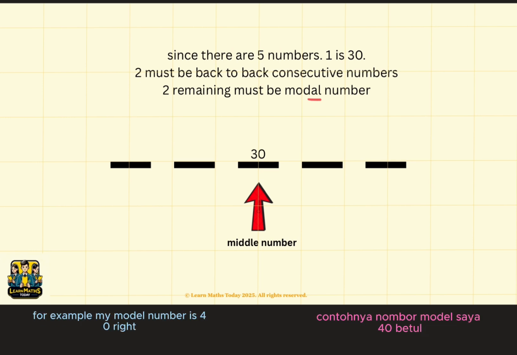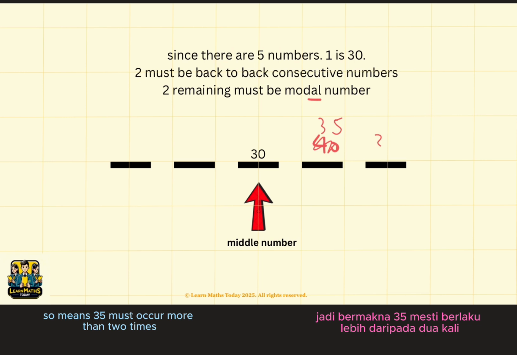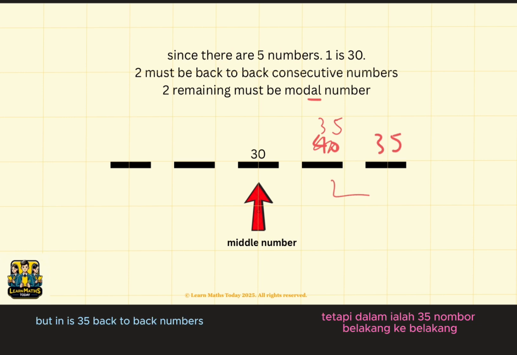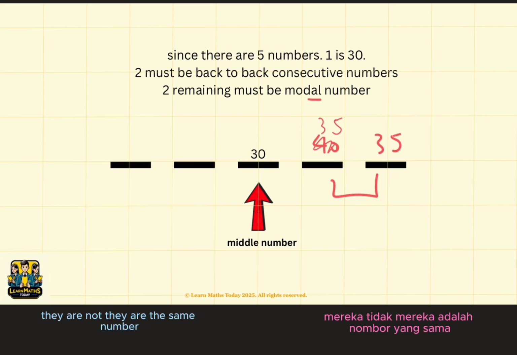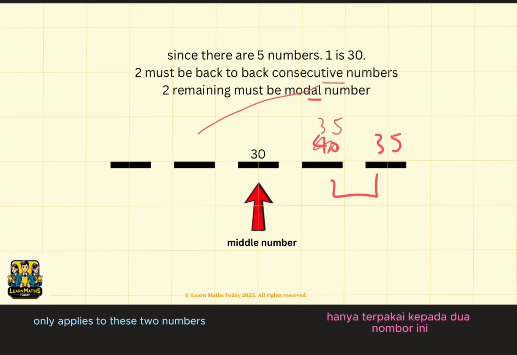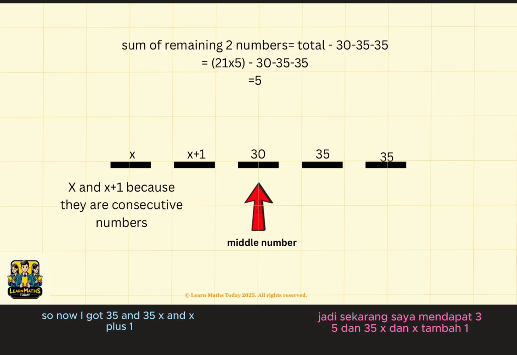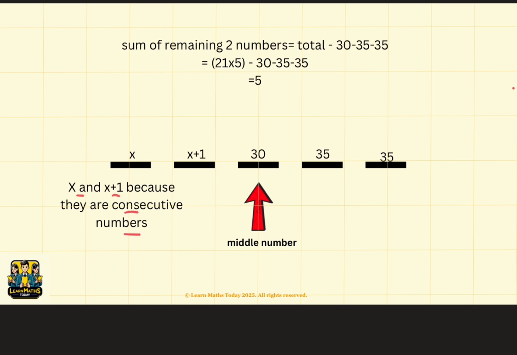For example, my modal number is 40, right? Means I must occur and happen. Wait, sorry, not 40. The modal number in this case is 35. So means 35 must occur more than 2 times. But is 35 back-to-back numbers? They are not. They are the same number. So the consecutive number part doesn't apply to this. The consecutive number only applies to these 2 numbers. So now I got 35 and 35, x and x plus 1. Why is it x plus 1? Because they are consecutive numbers. Consecutive numbers are plus 1, right?